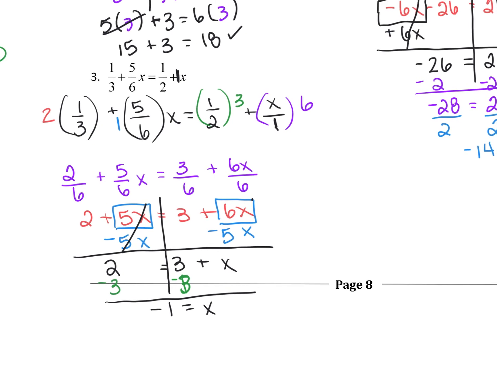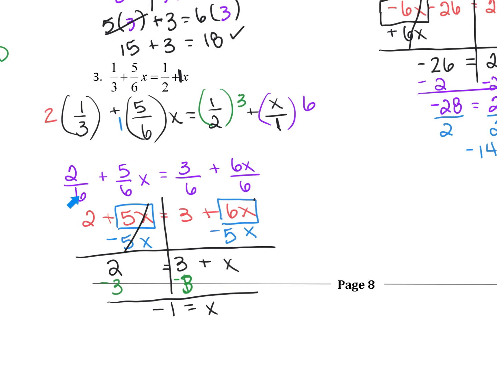So we can go back and check this. And it's actually easier to check this where our fractions are all the same right here. And we're just going to change every x in this fraction problem right here to -1. So here's what I get. When I go back and check, I get 2 over 6, 5 over 6 times the -1 is a -5 over 6. That's equal to 3 over 6, 6 times -1 is a -6 over 6.